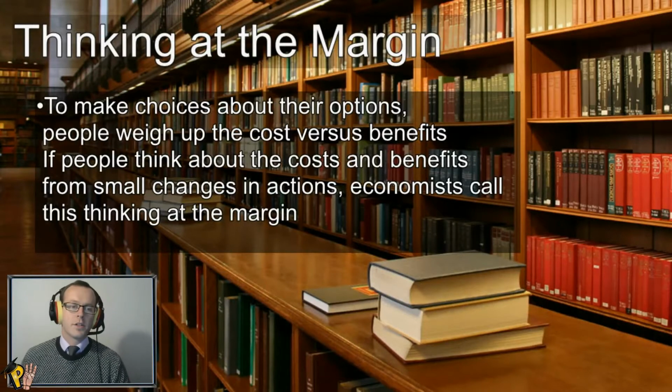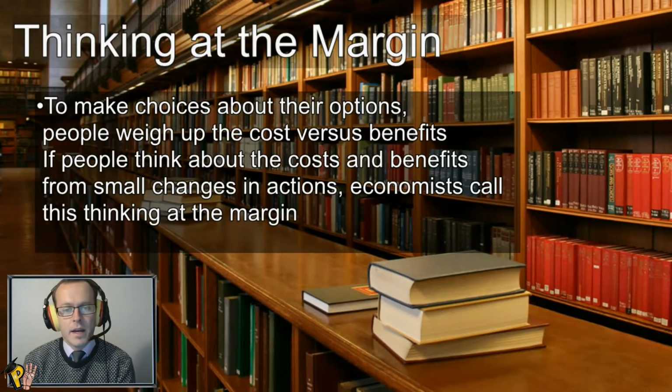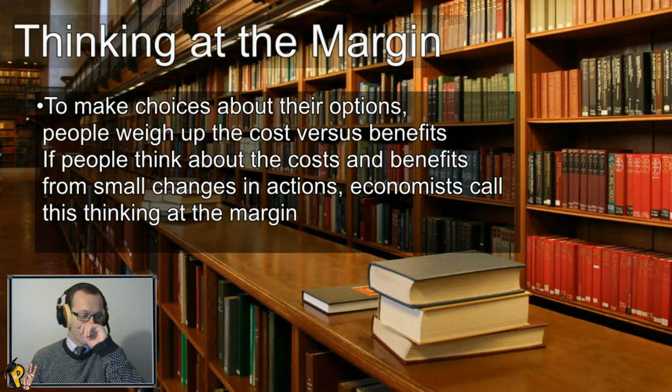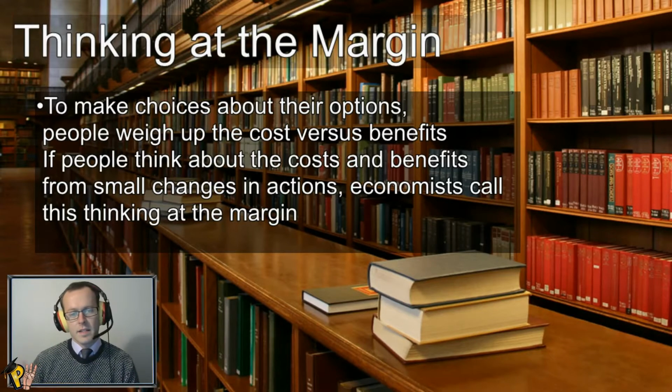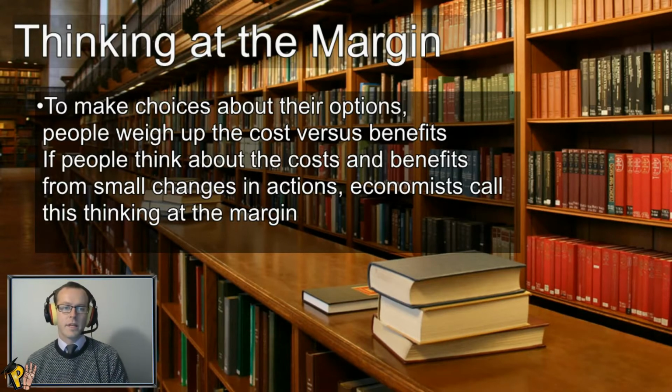All right, let's move on. Thinking at the margin. Now, to make choices about options due to scarcity, people weigh up cost versus benefit of their options. Obviously, not everything's going to be the same. For example, you could choose to eat 12 donuts, or you could choose to have a proper meal like a schnitzel or whatever. And obviously the costs and the benefits are going to be weighed up. The donuts have a lot more fat and aren't as good for you as a full meal and a nice balanced diet and that sort of thing.